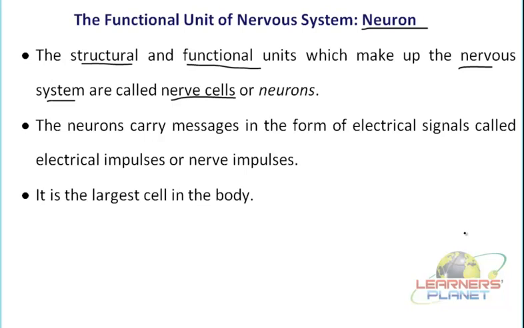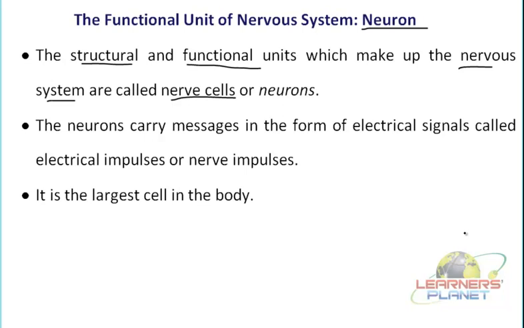Now they are in direct contact with the nerve cells. If we say that they are in direct contact, it is not that they are just touching each other. They have a connection between them so that they can receive the particular message. So the neurons will receive the message from the sensory cells or the receptors.